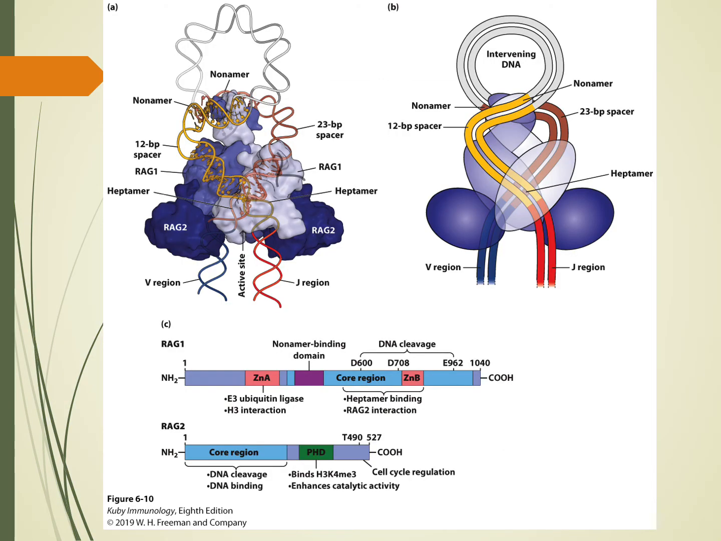I included this figure because it's from a different textbook, but it shows a little bit more three-dimensionally the interactions between RAG1 and RAG2 with the DNA. So again, you can kind of see what they're calling the interweaving DNA, that is what is being excluded and removed.